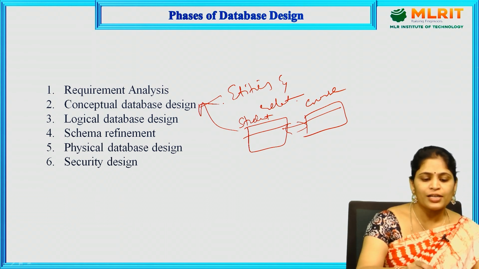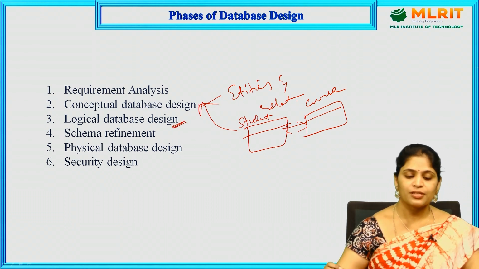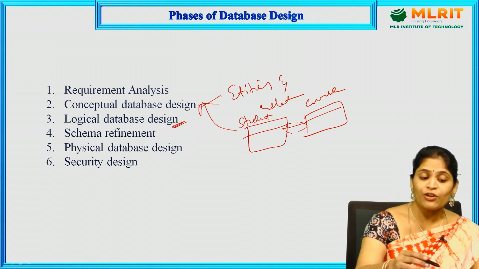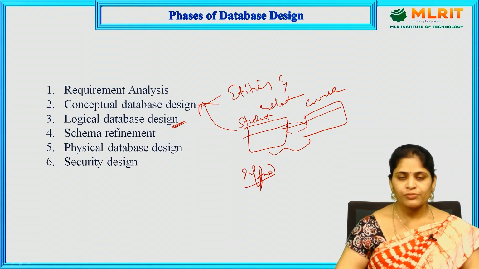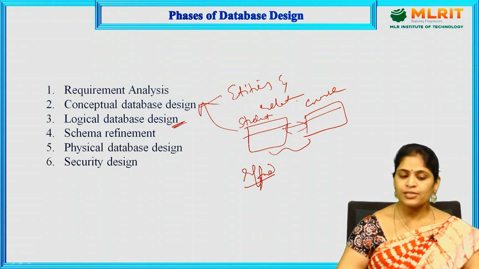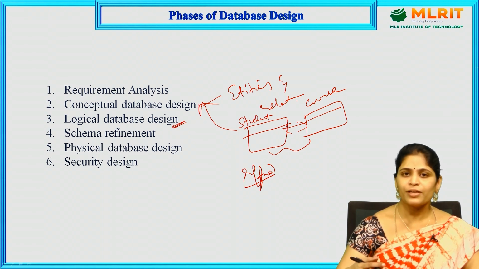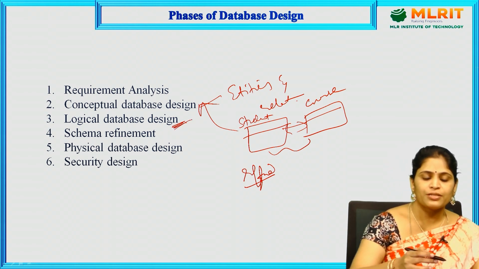Next, logical database design. Logical database design deals with the refining of the above level. This means here we have built these two, and we used to refine these two. If any modifications have to be done, or any repetitions or redundancies are there, then it will be refined in this level, logical database design level.